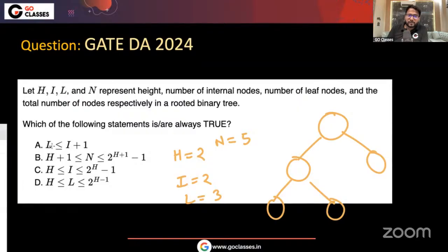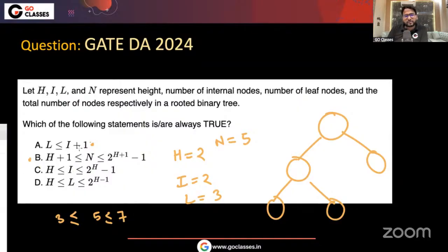So let's just check option A. Is this always true? L is less than or equal to I plus 1. For this, it seems to be true. So maybe A is true. First, we will see which of these we can say is false. H plus 1, which is 3, less than or equal to N, which is 5, less than or equal to 2 power 3, which is 8 minus 1, 7. Yes, for this also, this seems to be true.